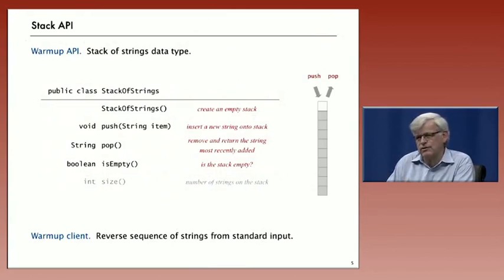We have a constructor to create an empty stack. For insert, we have a method called push that takes a string as argument. And for remove, we have a method pop that returns the string most recently added. And we have an isEmpty test which returns a Boolean. Also in some applications, we would include the size as well. So again, as always, we'll first write a client and then look at implementations.